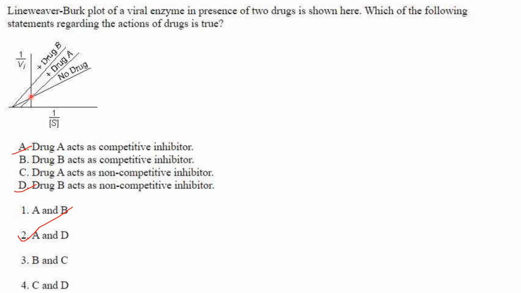Now drug B, here the Vmax is reduced. It is 1 by Vmax. So Vmax is reduced and Km remains unchanged. So it is a case of non-competitive inhibitor. So drug B acts as a non-competitive inhibitor. So that is seen in options A and D. So the answer here is option 2, A and D.